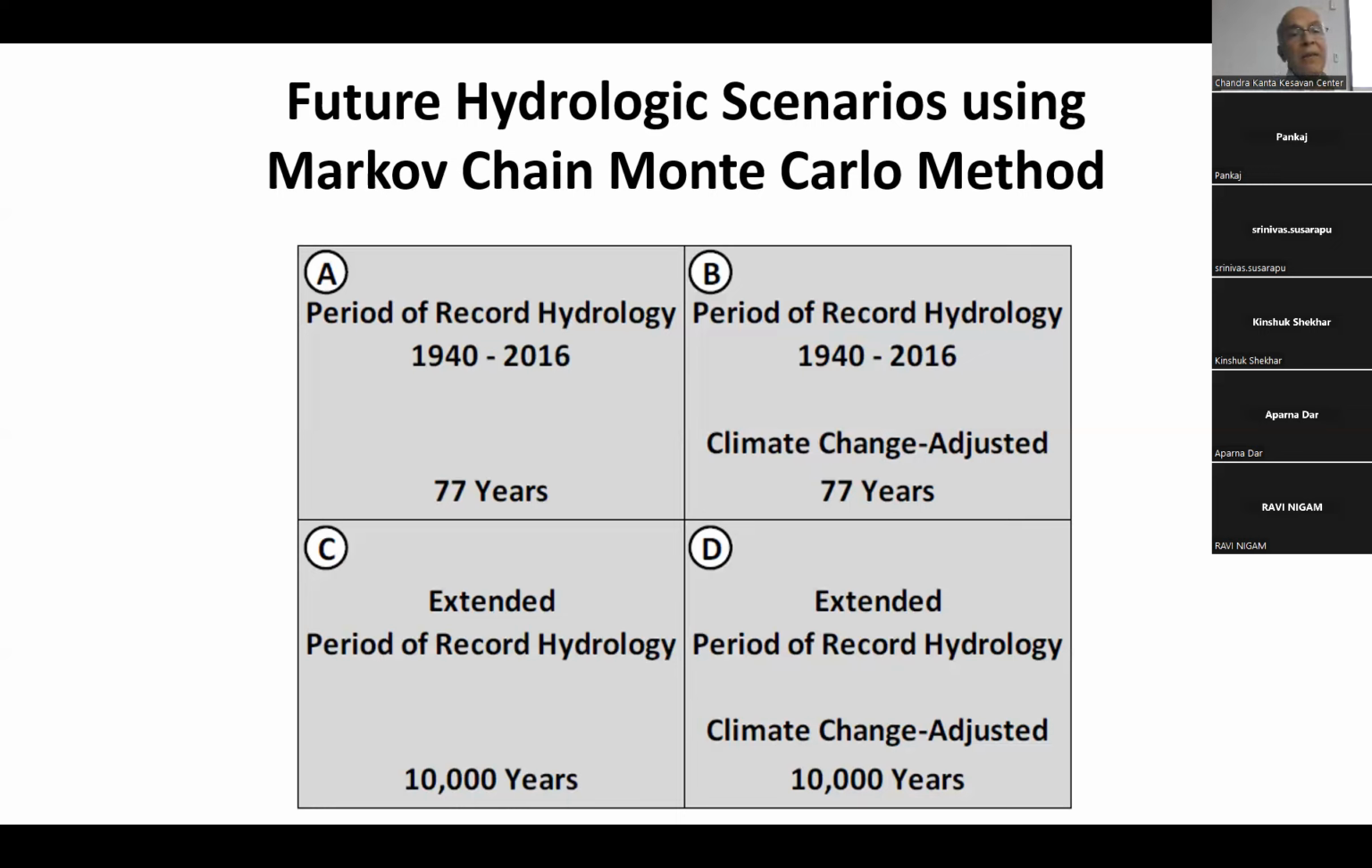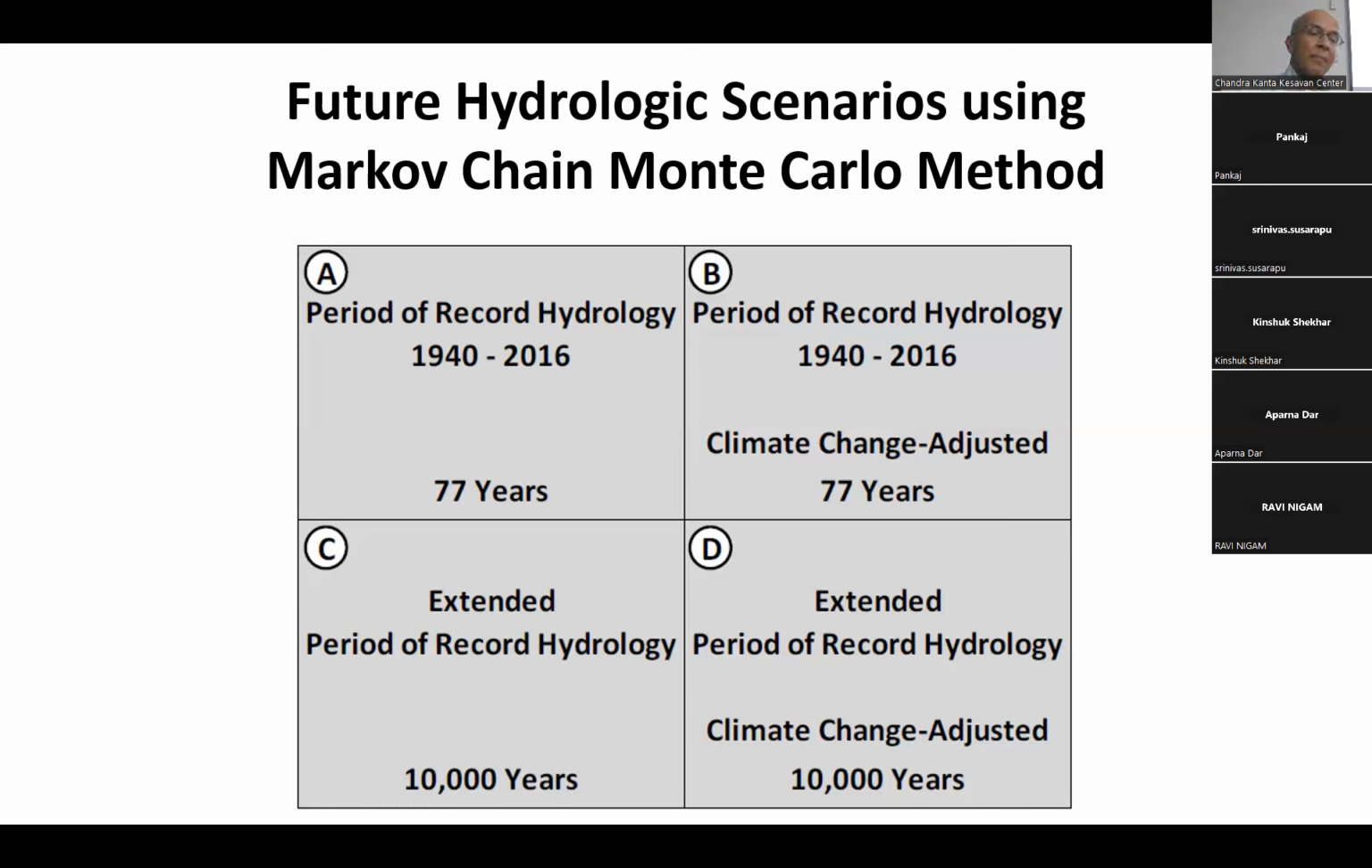So basically, for 77 years of data, this is the period of record hydrology, just the raw data. And then on the top right, panel B, that is the climate change adjusted, the same data adjusted for climate change.